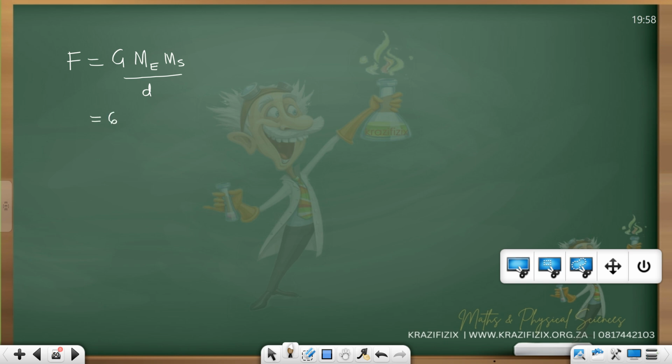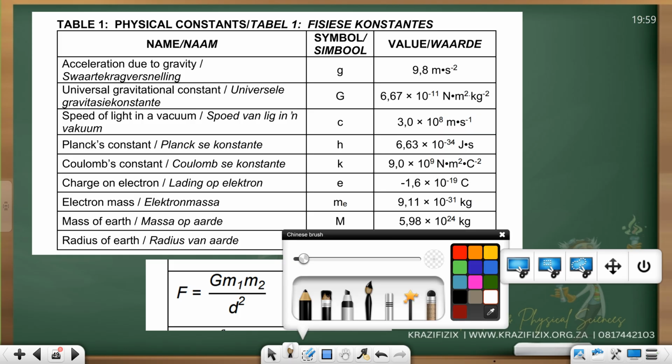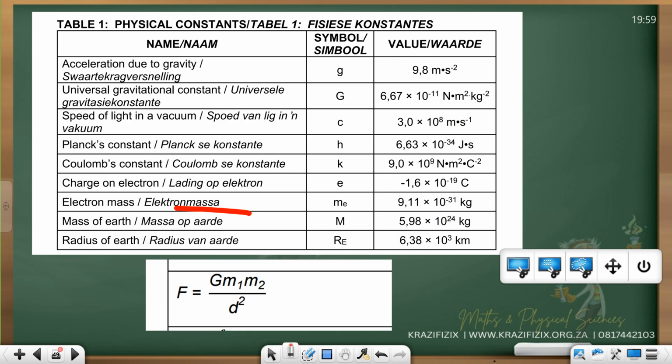Now, what is G? 6,67 times 10 to the power negative 11. We're not stressing, we're just copying. Now, ME is the mass of the Earth. If you look at the constant, you would find it there. Mass of the Earth. Do you see that?